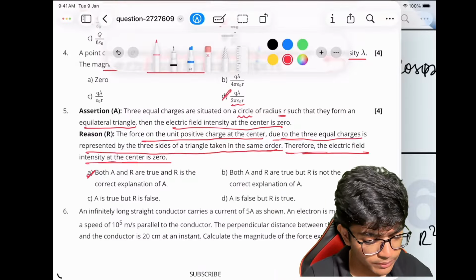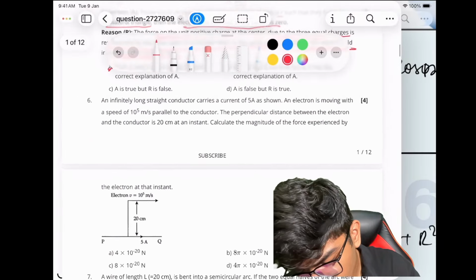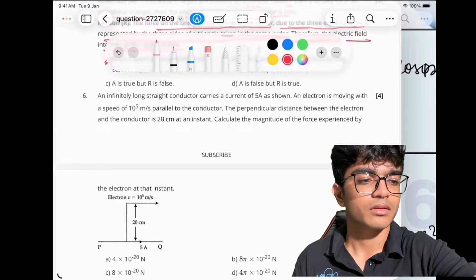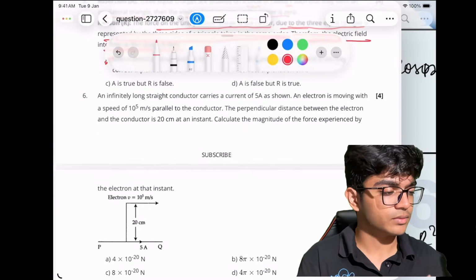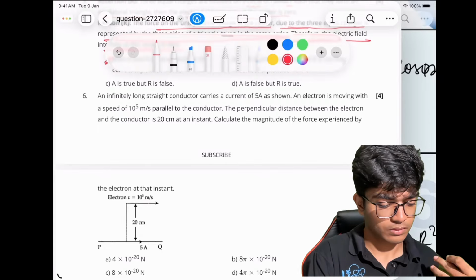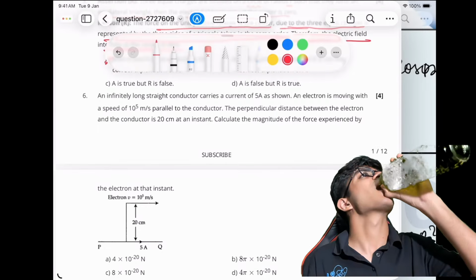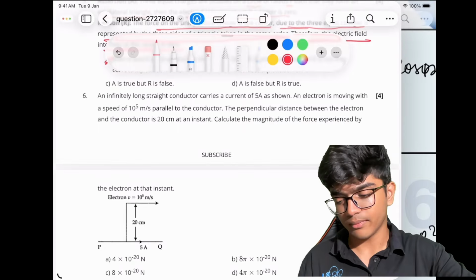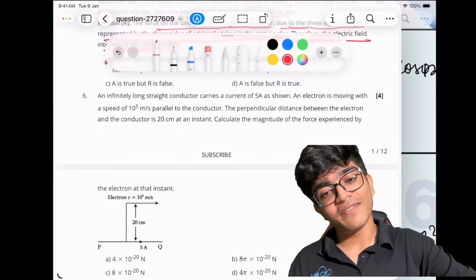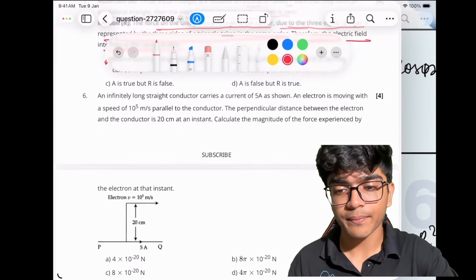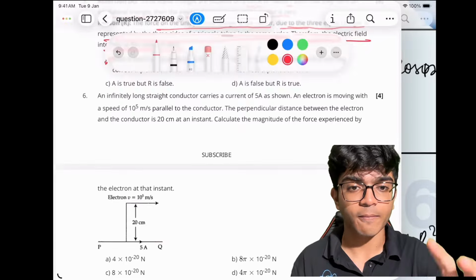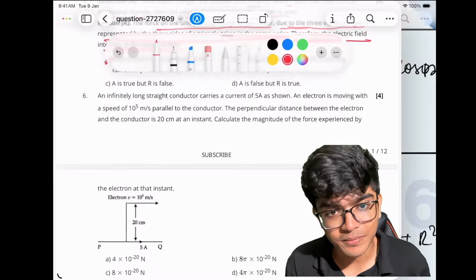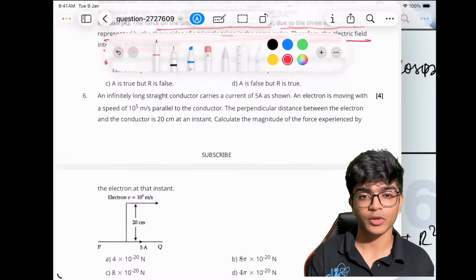Fine. Okay. An infinitely long straight, okay, this is an interesting question, very interesting. Okay, a very interesting question. There is an infinitely long wire. In the previous case the wire didn't carry any charge, but now it's carrying some charge. Okay, it's carrying some charge.